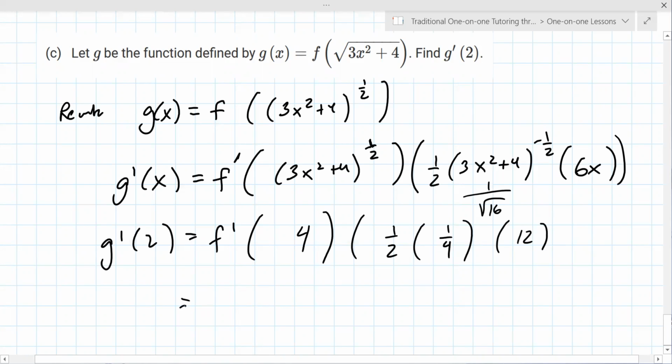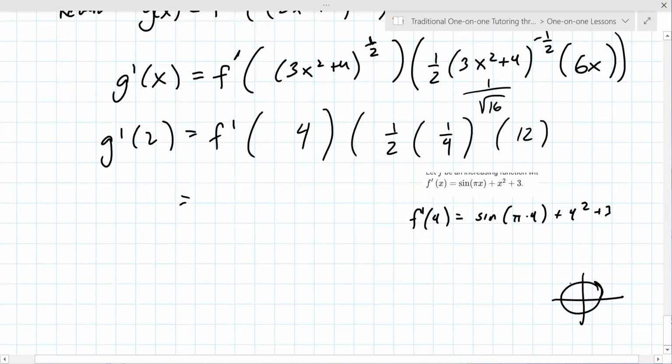So we got to find f prime of 4. Let me go back and look here. F prime of 4 is sine of pi times (4 pi) plus 4 squared plus 3. Again, 4 pi, you go around the unit circle once, that's 2 pi, go around again, so you're right, it's 1. That's the y value though. No, it's 0. So 0 plus 16 plus 3, so that's 19.